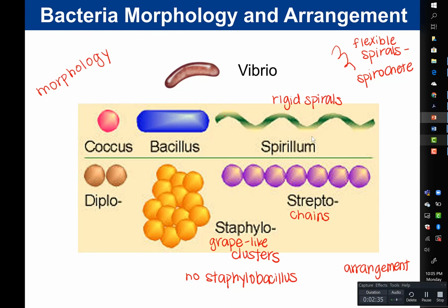Now, staphylo can be Staphylococcus, but there isn't Staphylobacillus. And that has to do with the way that bacillus divide. They will divide along the horizontal plane, meaning they'll divide out this way. So bacillus can form streptobacillus. They can form chains because they can be in a row, but they're not going to be in clusters because they don't divide vertically. They only divide horizontally. So you want to know this slide in terms of the names for the different types of morphologies and the names for the different types of arrangements as well.